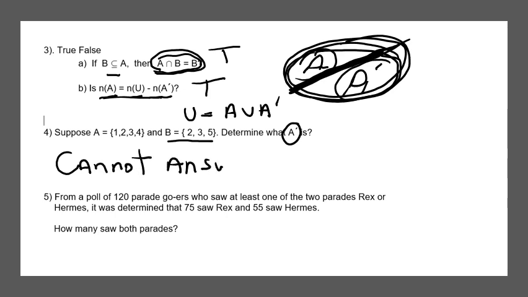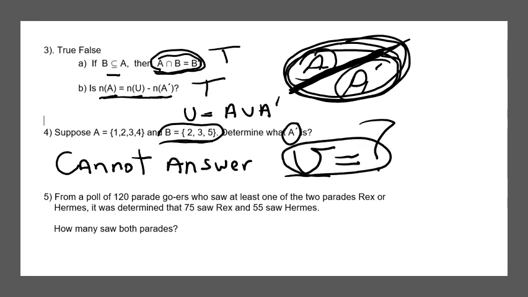Why? Because you do not know what the universal set is. I gave you B, but I didn't say B was the universal set, which obviously it's not because it has to have everything in it. Since you don't know what is in the universe, you cannot determine A complement. So therefore, this question cannot be answered without knowing the universal set.